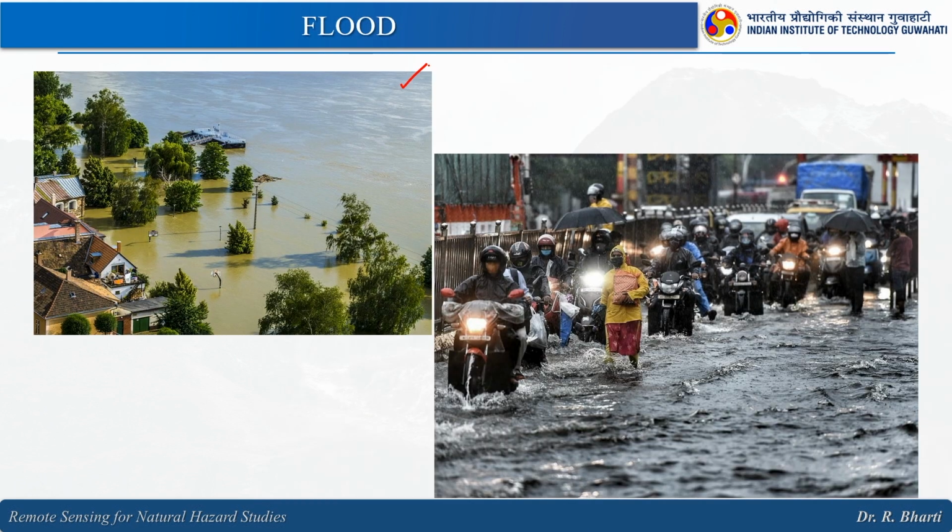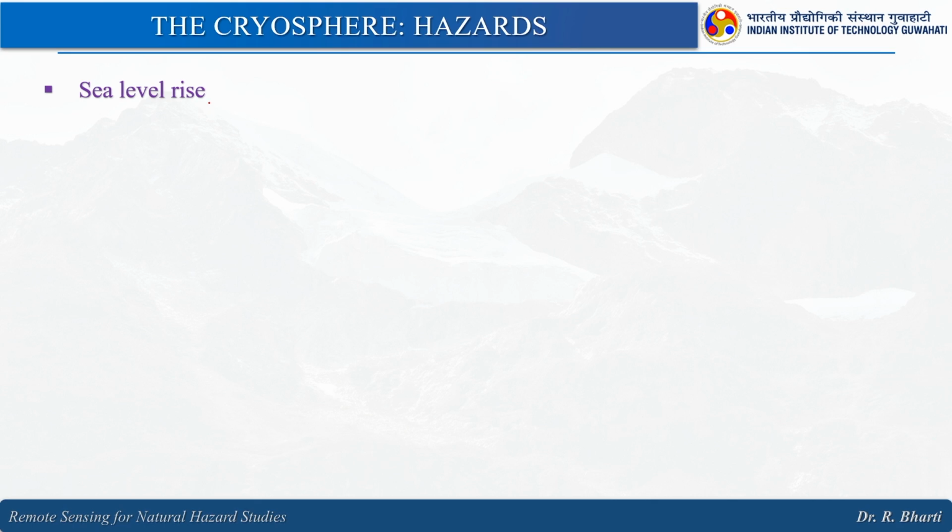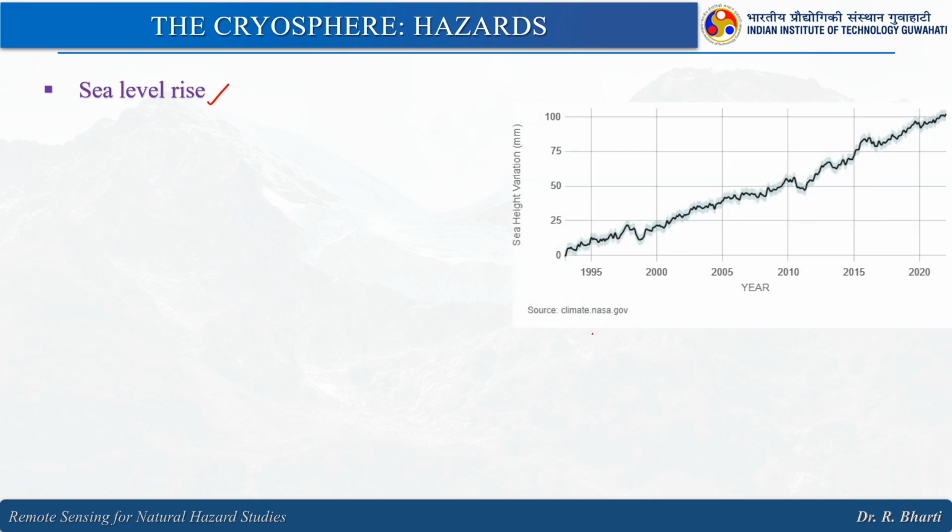This is the example of flood. Here you can see how people are struggling to survive in this, right. Then comes the cryospheric hazard. So, here the list is long. Here you can see sea level rise, and according to this report from NASA, the sea level is rising and it has reached 100 millimeters since 1995, right. So, it is continuously rising. That means the glaciers or the snow are melting.